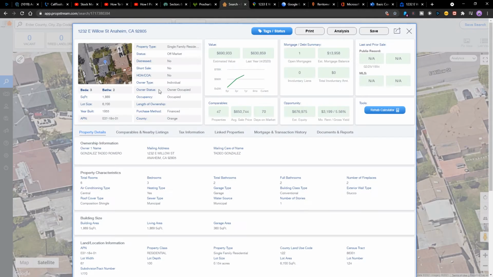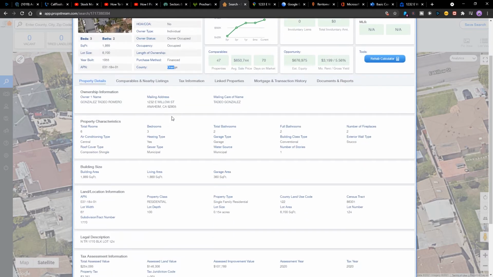Okay, let's take a look at this. Over this property, you would see that this is an individual single family residence. It's off market, which means it's not listed. It's not distressed. It's not on short sale, and it has a very, very low mortgage. You can pay that off really easily. Occupancy, who's occupying it? It seems like the owner. Length of ownership is not stated, so probably they are the first owners of this property. Lot size, year built, APN number, Orange County.